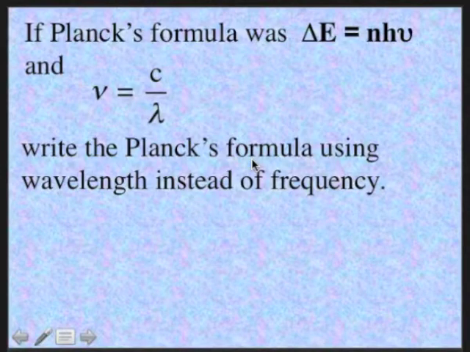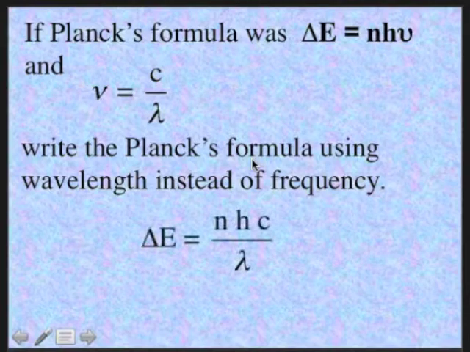So if Planck's formula was delta E equals n times h times nu, and we've already seen how nu, the frequency, equals c, the speed of light, divided by the wavelength lambda, can you write Planck's formula using wavelength instead of frequency? Turn off the playback and see if you can write that.